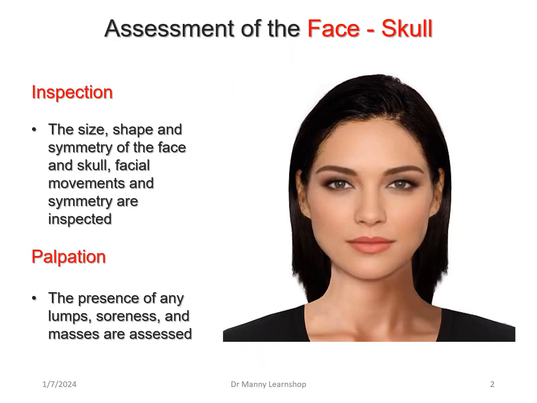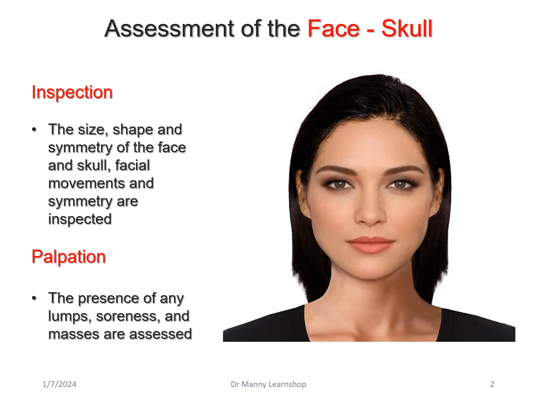So typically when we assess the face and the skull, the techniques that we're using are inspection and palpation. With inspection, we're assessing the size, the shape, the symmetry of the face, the skull, facial movements, and the symmetry of all features are inspected. Eyes, eyebrows, forehead, nose, mouth, chin, ears, and so forth.